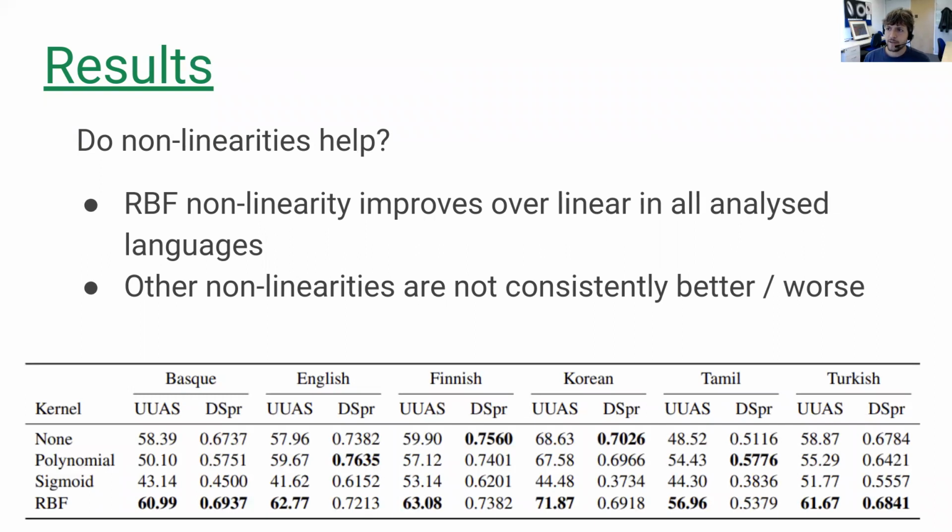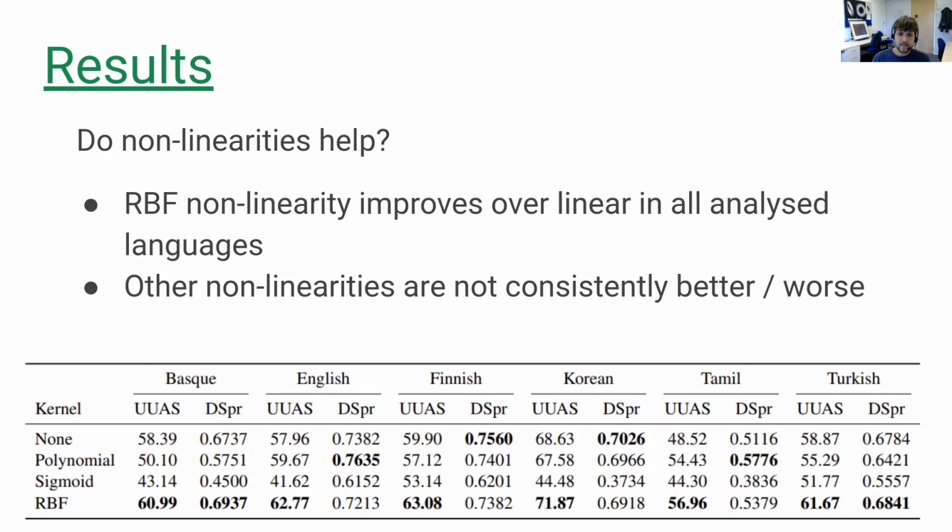Do these non-linearities help? And in this presentation, we'll mostly focus on the UUAS results, but you can see a longer discussion on the Spearman correlation in the paper. So in terms of UUAS, the RBF nonlinearity improves over the linear kernel in all the analyzed languages. But this is not the case for the other nonlinearities. They are not consistently better or worse.